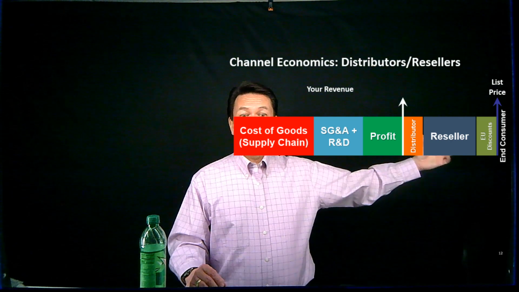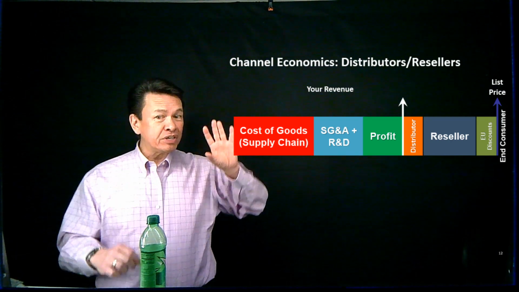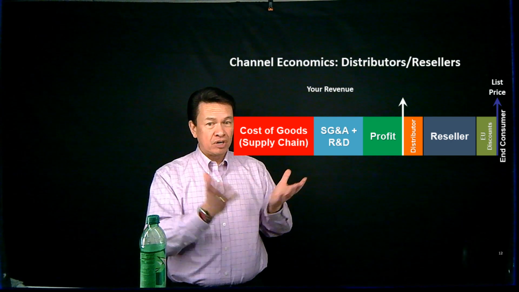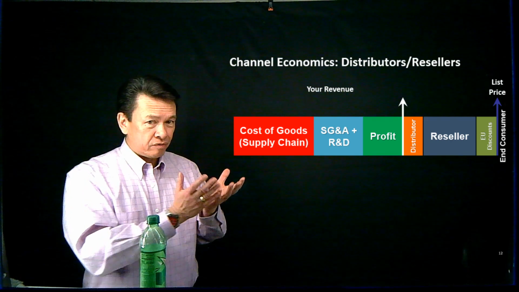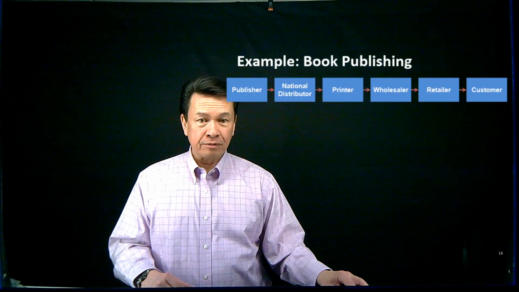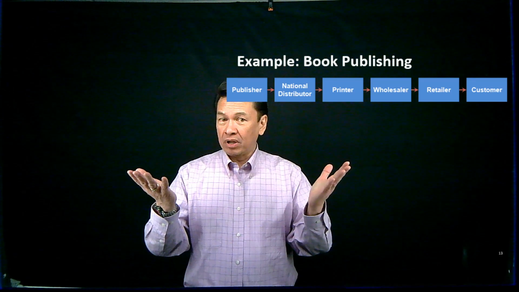And the reason that we go through channels is we can sell more at a little less profit, but we can sell more units. And what you're going to have to figure out is what's the right balance for your company, right, and your product or your service. So we're going to go through some examples, and hopefully that makes it a little bit more clear for you here, okay? So let's use the example of book publishing.